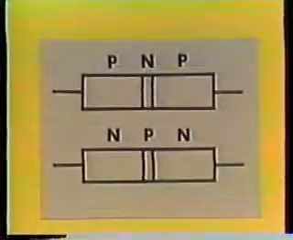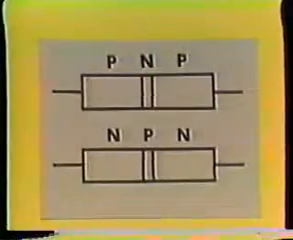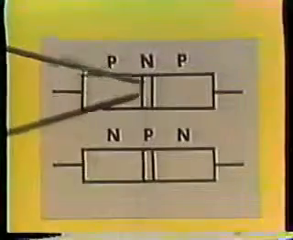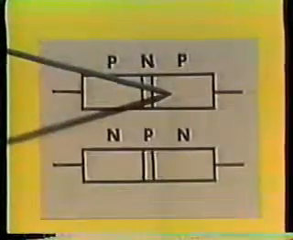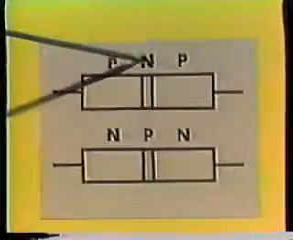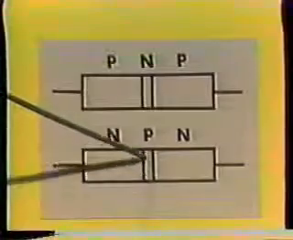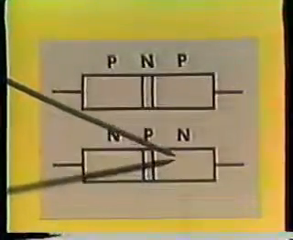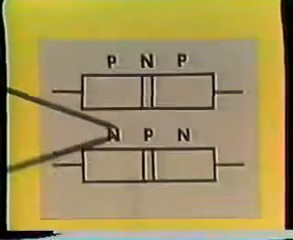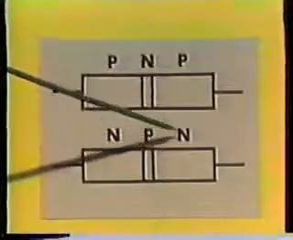A semiconductor diode has only one PN junction, but a transistor has two PN junctions. The transistor may have a thin layer of N-type material sandwiched between two layers of P-type material, called a PNP transistor. Or it may have a thin layer of P-type material sandwiched between two layers of N-type material, in which case it's called an NPN transistor. In either case, the transistor must be correctly biased if it's to operate properly.